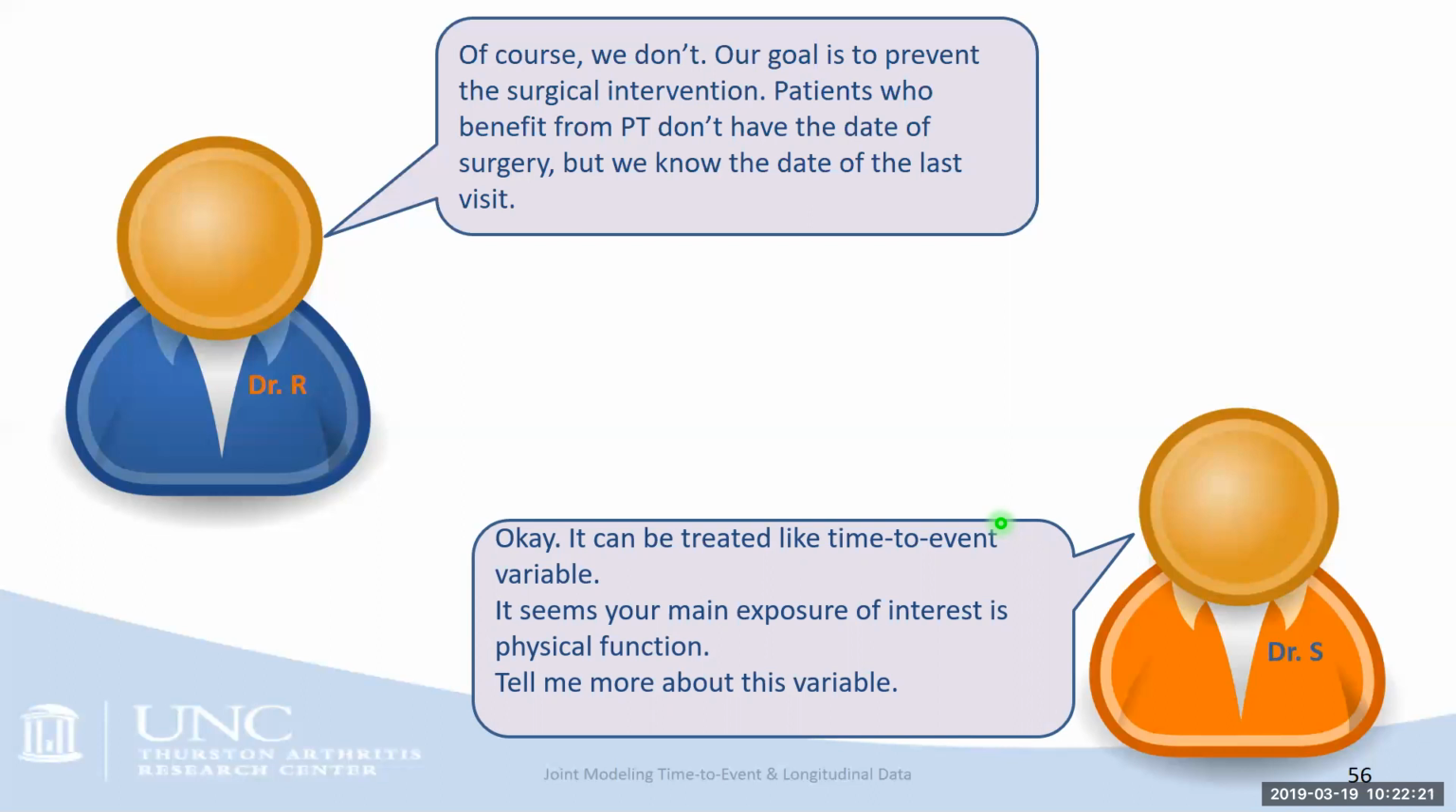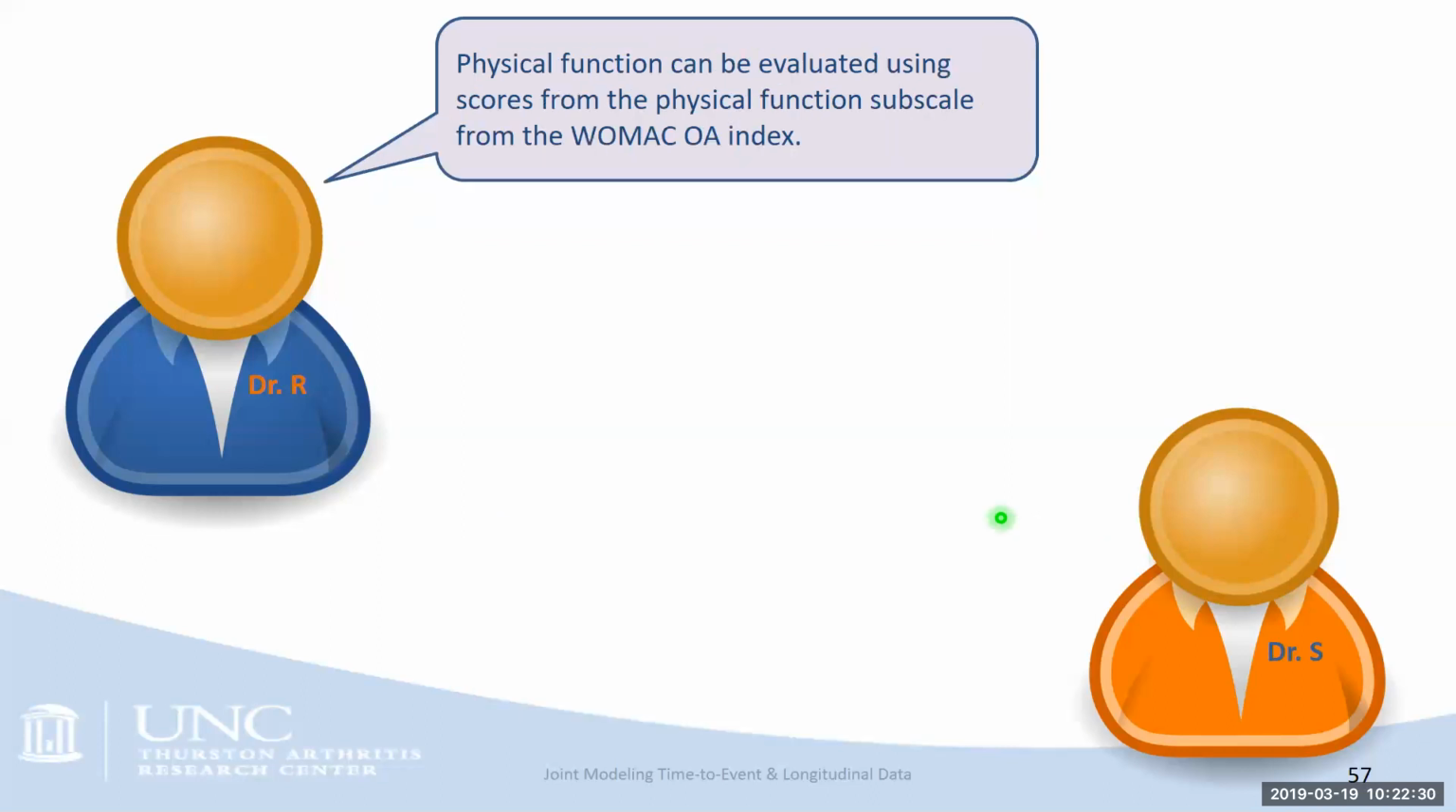And now they talk more about the independent variable. The next question is, tell me more about physical function. And Dr. R explains that physical function can be evaluated using scores from the physical function subscale of the WOMAC OA index. And this is a continuous time-varying covariate. And Dr. S, our statistician, proposes a joint model for the analysis.